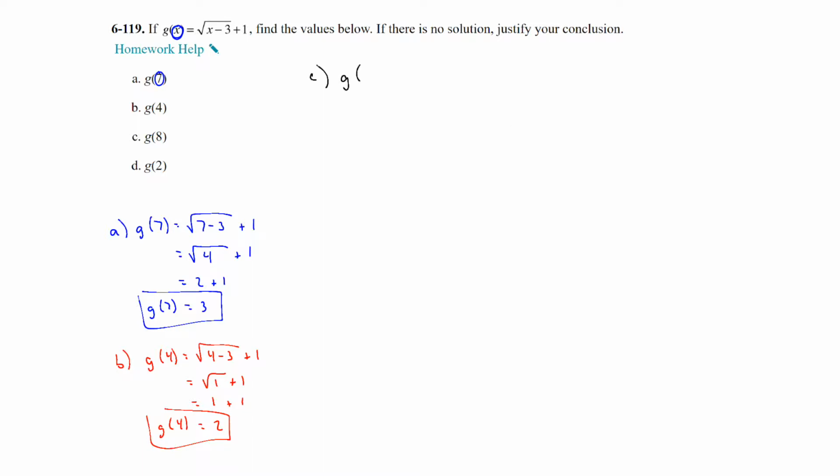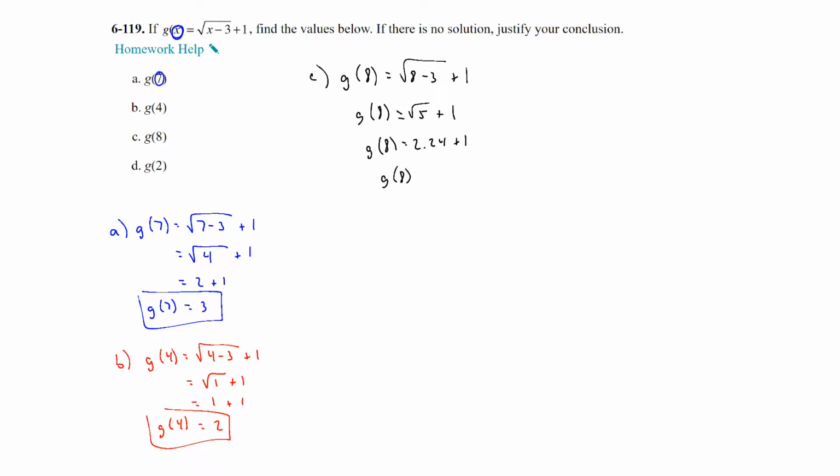C, we're doing g of 8. So we have the square root of 8 minus 3 plus 1. And that will give us the square root of 5 plus 1. And on this one, the square root of 5 is not a perfect square like it was with 4 and 1, so we're going to plug this into the calculator. It doesn't say what to round to, so we'll just round to maybe 2 places here. And so the square root of 5 is approximately 2.24. I went ahead and rounded to the nearest hundredths, plus 1.